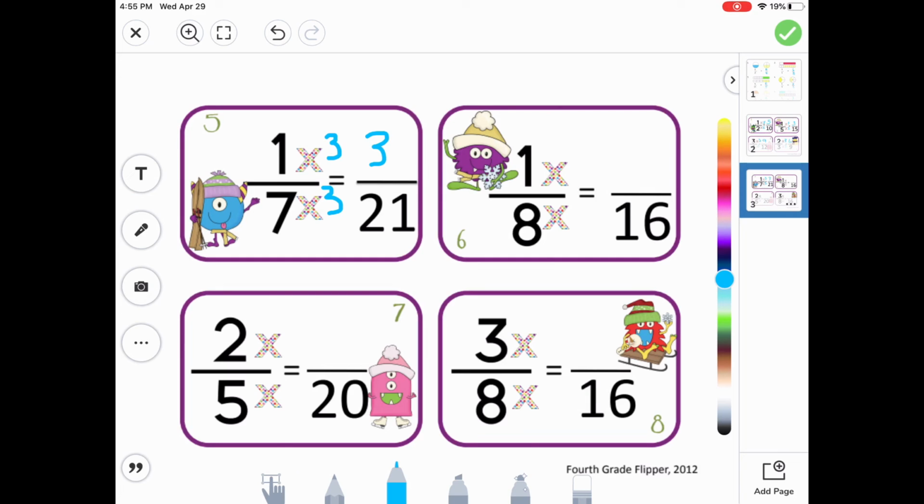Number 6, 8 times 2 would be 16, so that means I'm going to multiply the top by 2. 1 times 2 is 2, so my equivalent fraction is 2/16. Number 7, I know 5 times 4 is 20. Whatever I do to the bottom, I do to the top. 2 times 4 is 8, so my answer is 8/20. And last but not least, number 8, I know 8 times 2 is 16, so then I'm going to multiply the top by 2. So 3 times 2 is 6.